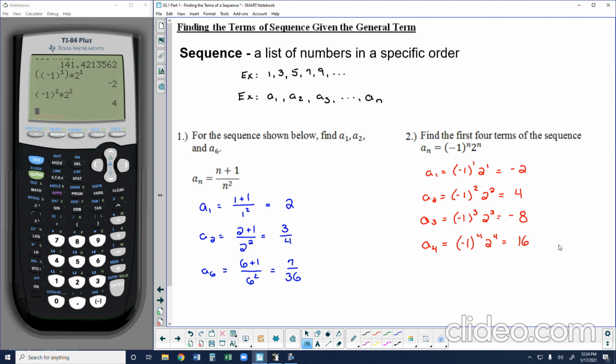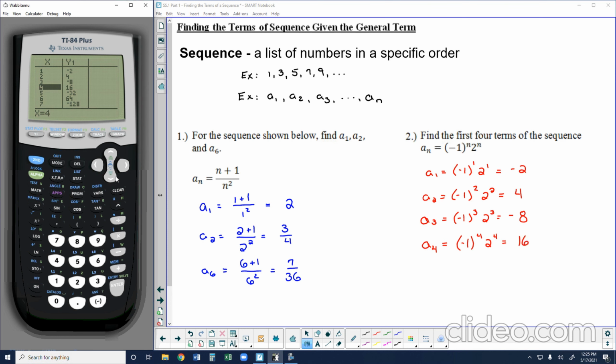Now, this is just a way to find them using the general formula. You can also use your calculator if you know the general formula to quickly find some terms. So if I did -1 to the x power and 2 to the x power, typing in this general form and replacing the n with x, I can go to my table. We don't want to start at 0, we want to start at 1, but I can find each term. So the first term is -2. The second term is 4, the third term is -8, and the fourth term is 16.